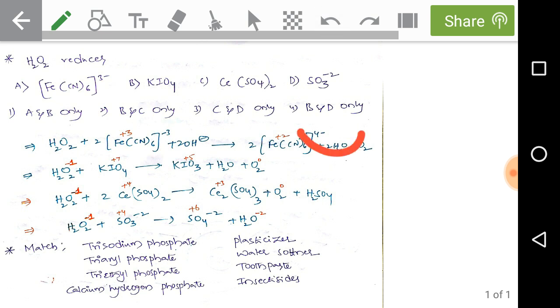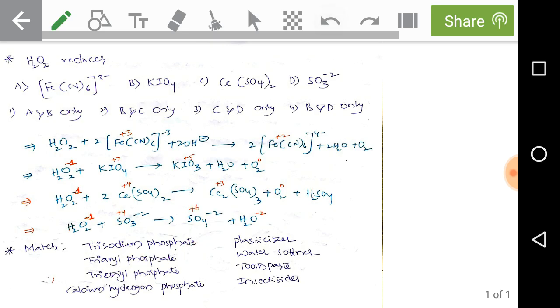So we can eliminate the first one, and also the fourth one, because in the fourth reaction hydrogen peroxide is oxidizing sulfur from plus 4 to plus 6. So second and third, B and C, are the correct options, where those species are reduced by H2O2.